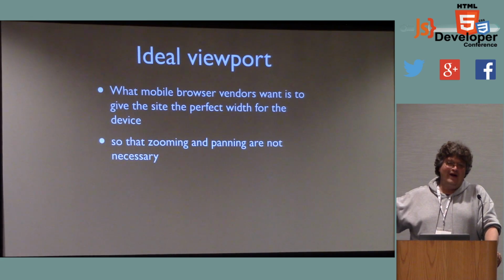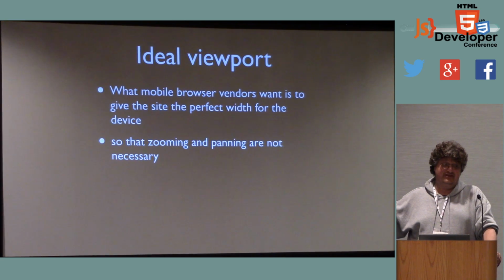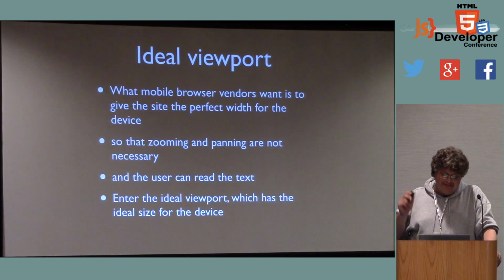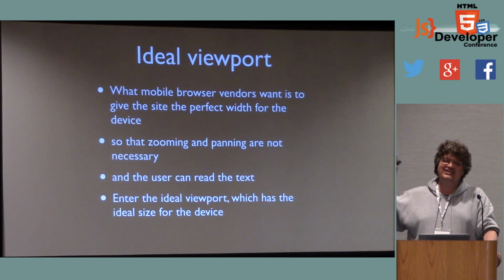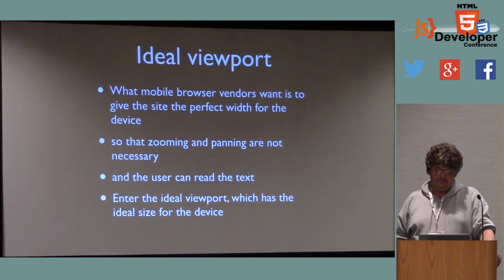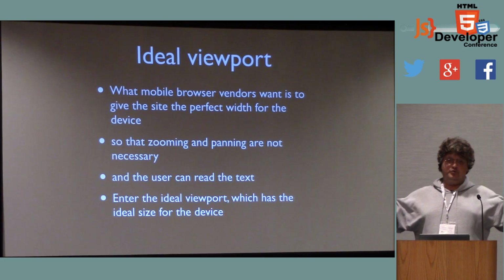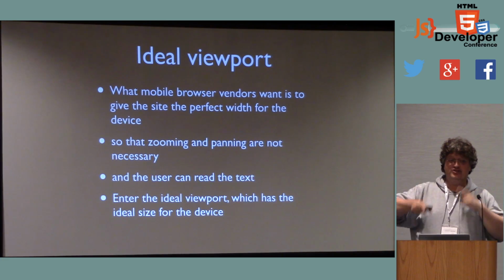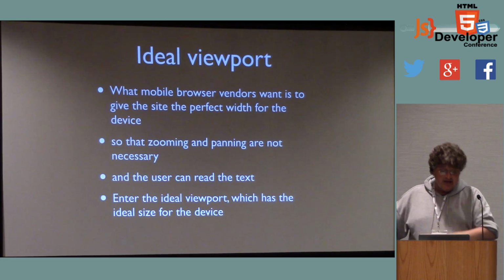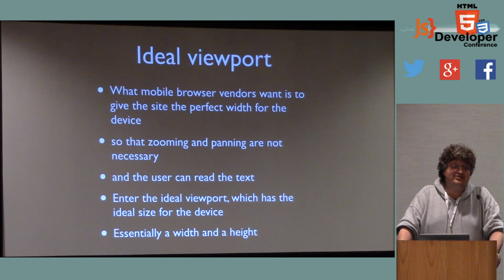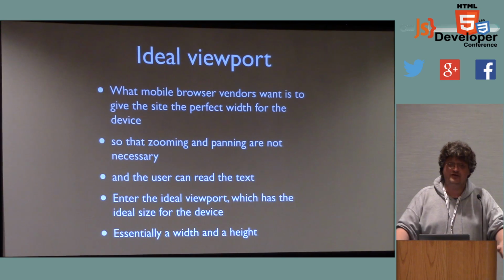Mobile browser vendors want their users to see a perfect site so that they don't have to zoom and pan immediately upon seeing them. They can just start reading. And the ideal viewport defines the ideal size of the layout viewport for the device it's on. So the layout viewport constrains your CSS layout, and there is an ideal value for that on the specific browser, on the specific device you're on, and that's called the ideal viewport. And it's essentially a value for the width and the height, somewhere buried deep inside the browser that you can call forth if you use the correct code.